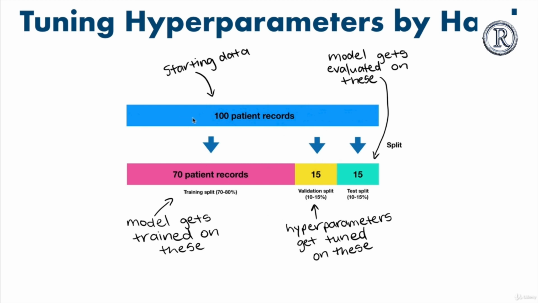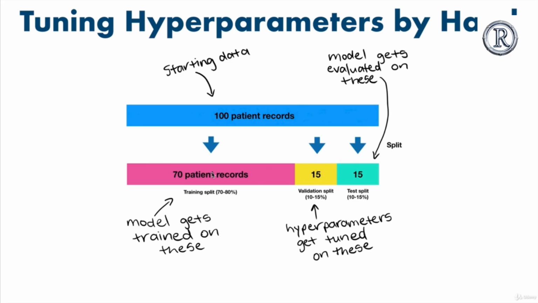So if we were starting with 100 patient records in the case of our heart disease problem, and now again, this may change depending on what problem you're working with, and I've just used the number of 100 because it's an easy number to picture. So this is our starting data. And what we might do is split it. This is what I mean by 3 different sets.